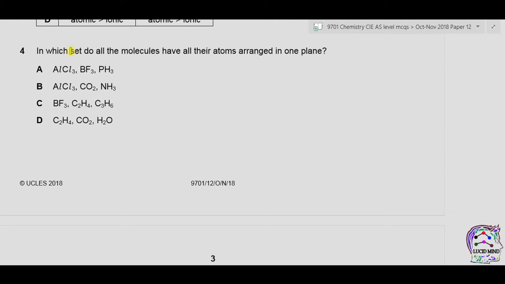Question 4. In which set do all the molecules have all their atoms arranged in one plane? Now you should remember that molecules that are linear, trigonal, and having bent structures are always in one plane.